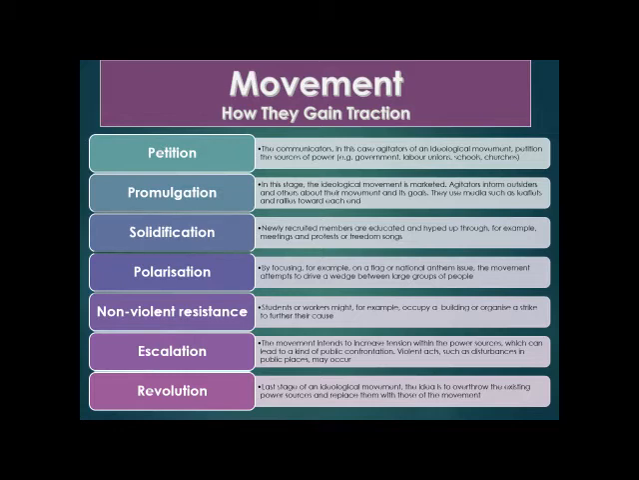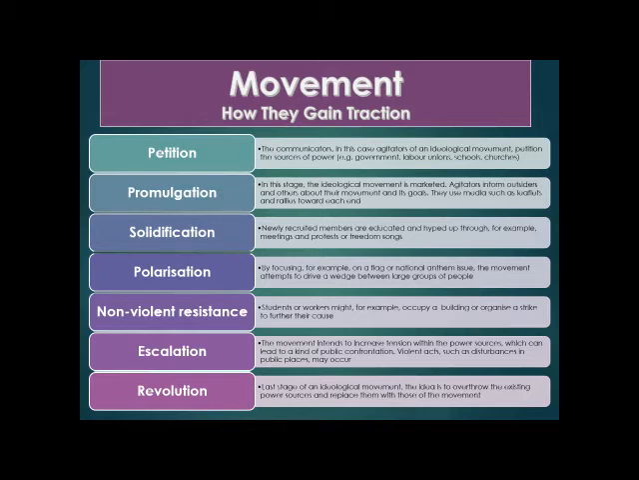Please keep in mind, not every movement has to go through these phases. Not every movement will make a situation escalate. Not every movement uses nonviolent resistance. Not every movement culminates in revolution. So please just keep that in mind as we're going through them.